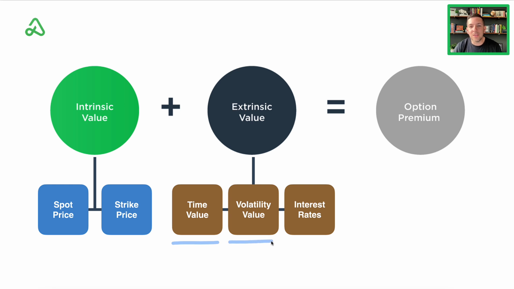And then there's volatility value. Option contracts on underlying securities that are super volatile, or expected to be volatile, are way more valuable than option contracts on securities that are less volatile. And then you do also have a little bit of interest rate risk. It doesn't impact it as much unless you're going really long duration in a lot of these contracts.